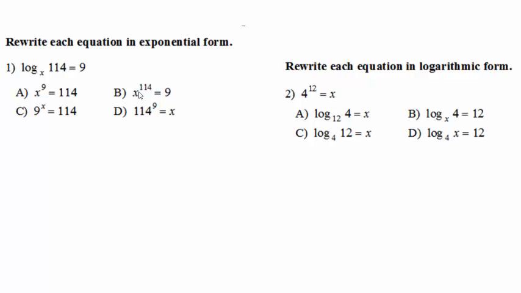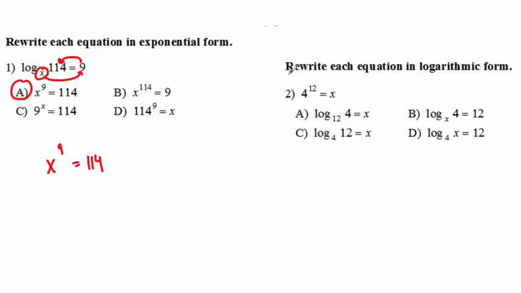All right, spring semester Algebra 2 review, starting off with logarithms, rewriting between exponential and logarithmic forms. So the way this works is the base of our logarithm will be the base of our exponential equation, and then we go in a circle. So the next number I write is the 9 as my exponent, and then it equals my final piece, which is 114. Then I look for the answer choice that matches that, which is A.